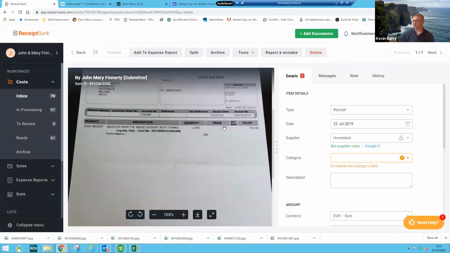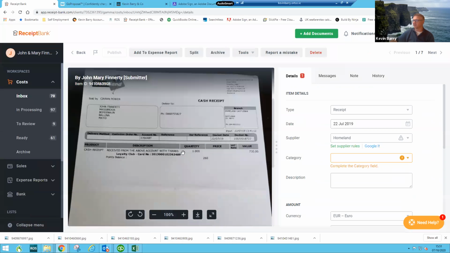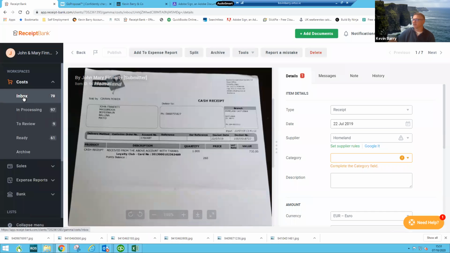Received from the above account. It's money being paid in, but doesn't show what was actually purchased. So we don't know is it a personal or a business thing, so we're going to have to query all those. Okay, very good.